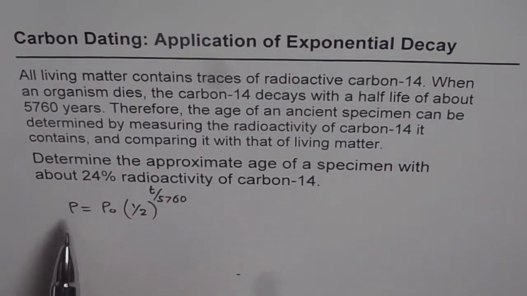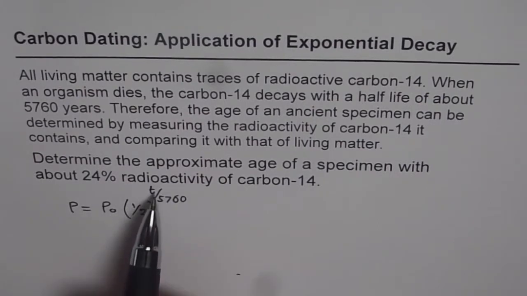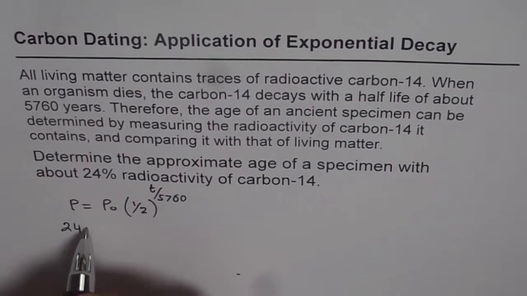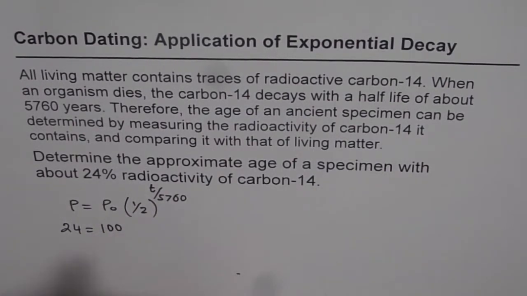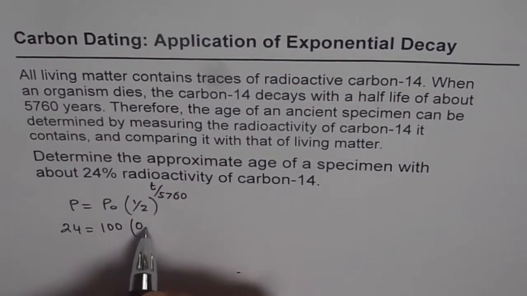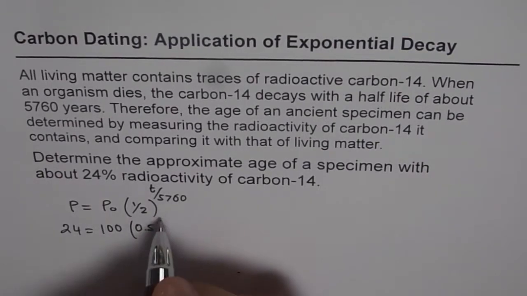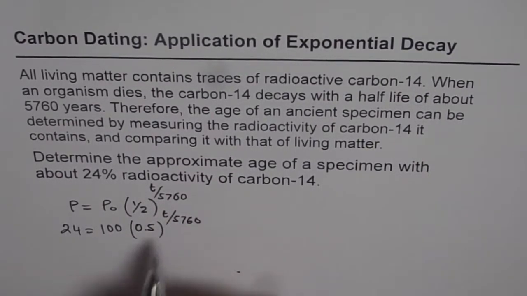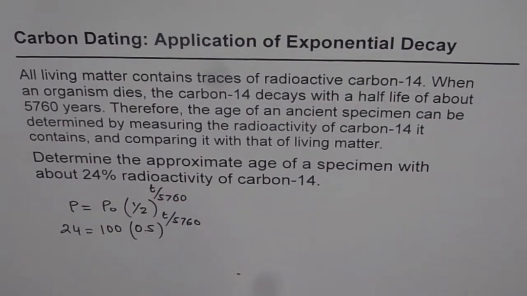Now, if we substitute those values, then we can find the value of T. So we have here 24 remaining if we start with 100. I'm writing 0.5 instead of half, to the power of T over 5760. Now from this, there is only one variable, and that is time, which we can calculate.